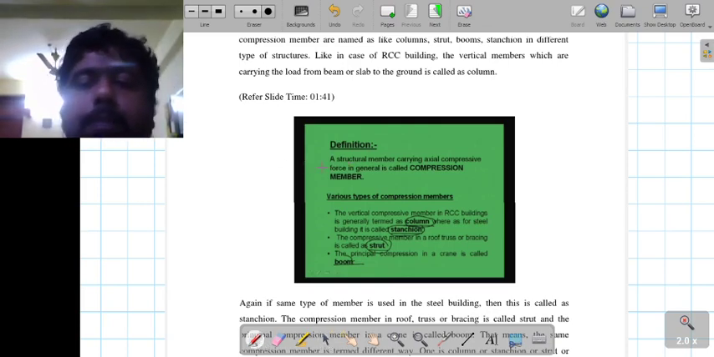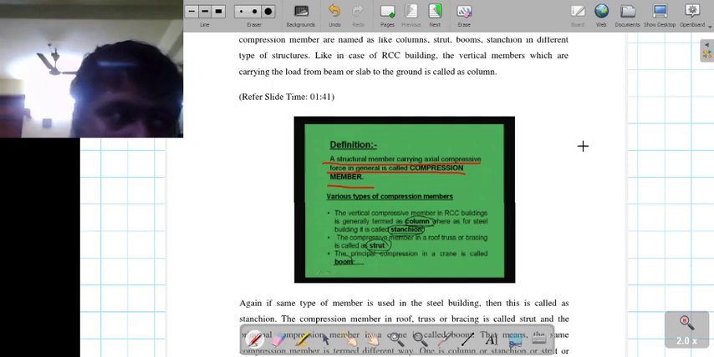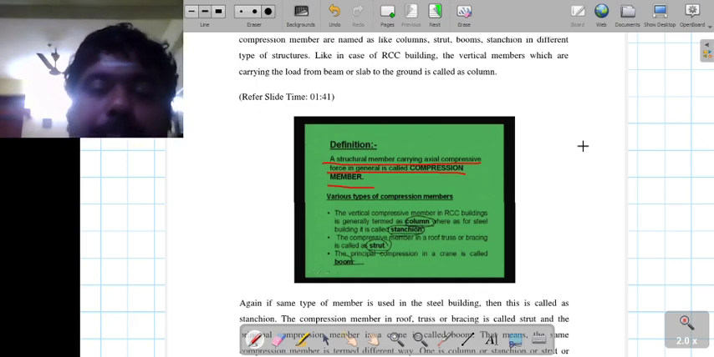A structural member which is mainly carrying the compressive force is known as a compression member. For example, you can say column, which you can see already in our daily life. If you take an example of say tower, it is also a compression member. Stanchions are basically a shorter length of column, they are called stanchions. So these are also the compression members.